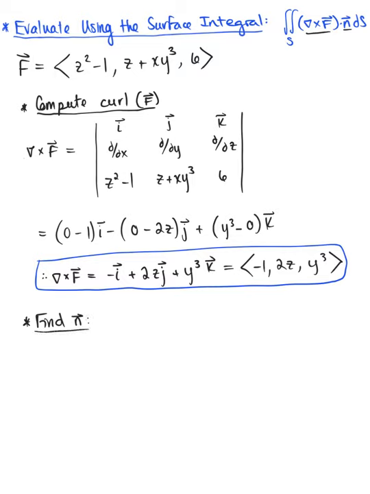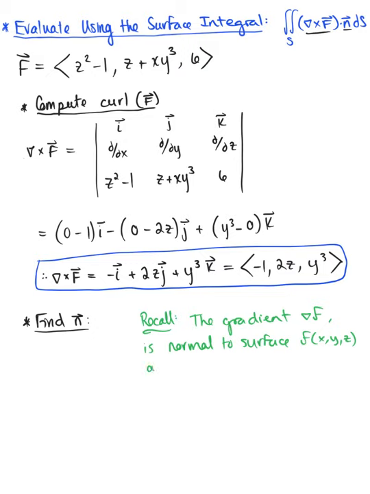So a fun alternative to our right-hand rule is to recall the following. So let's recall that the gradient vector, del f, is normal to the surface f at some point. So the gradient vector is normal or perpendicular to the surface f, say of x, y, z, at some point x, y, z. So we can use the gradient to find a vector normal to our surface.